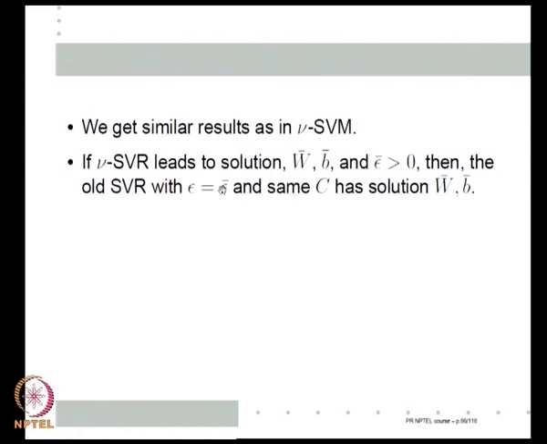The only thing is we beforehand do not know how to set this parameter, because for this data set we do not know what is the tolerable error. That is why nu SVM is good, except that once I get a particular epsilon bar, for that epsilon bar I get the same solution in the old SVR also. So, this is an exact formulation.